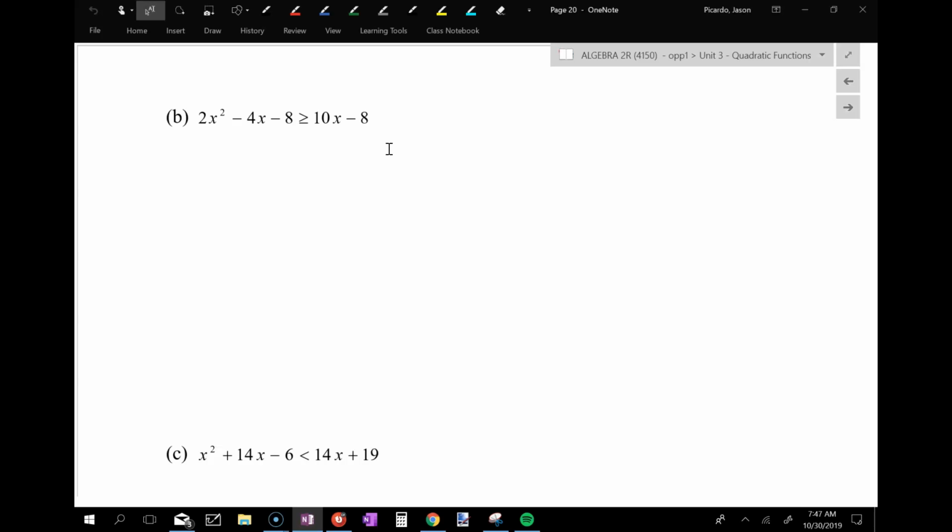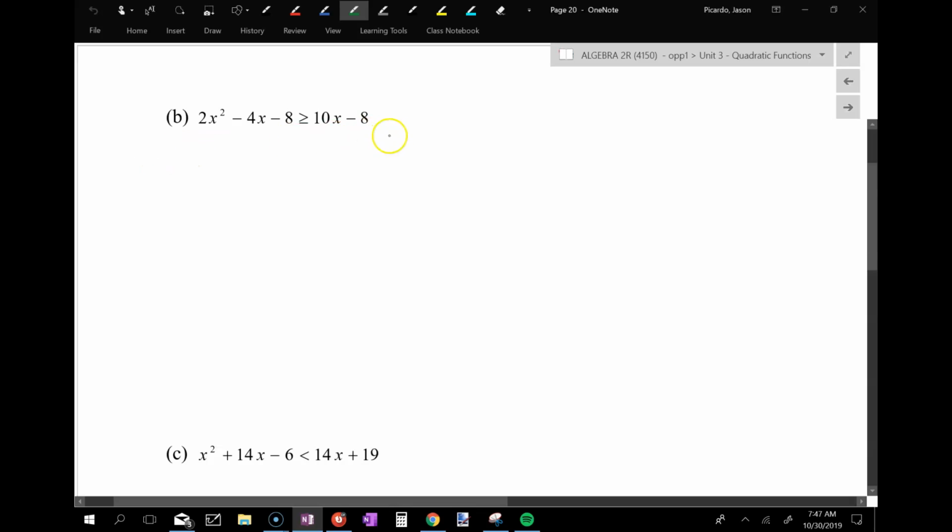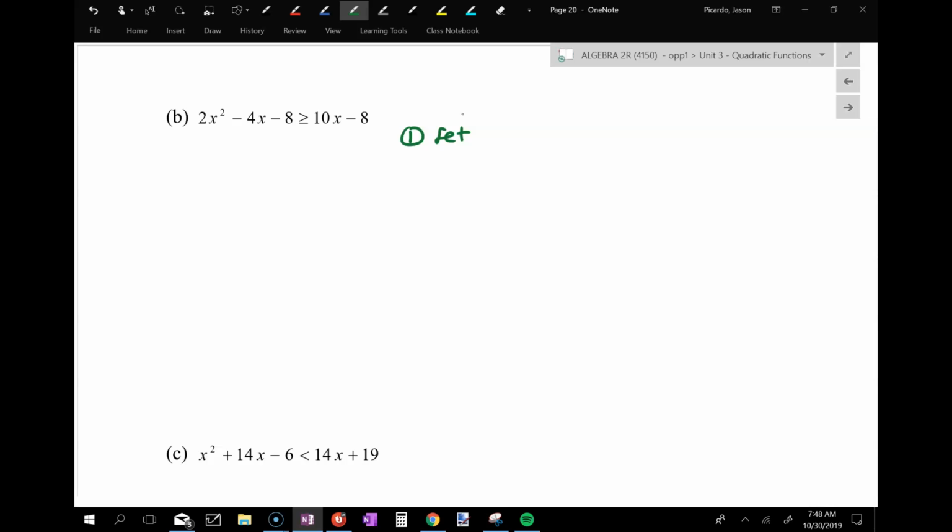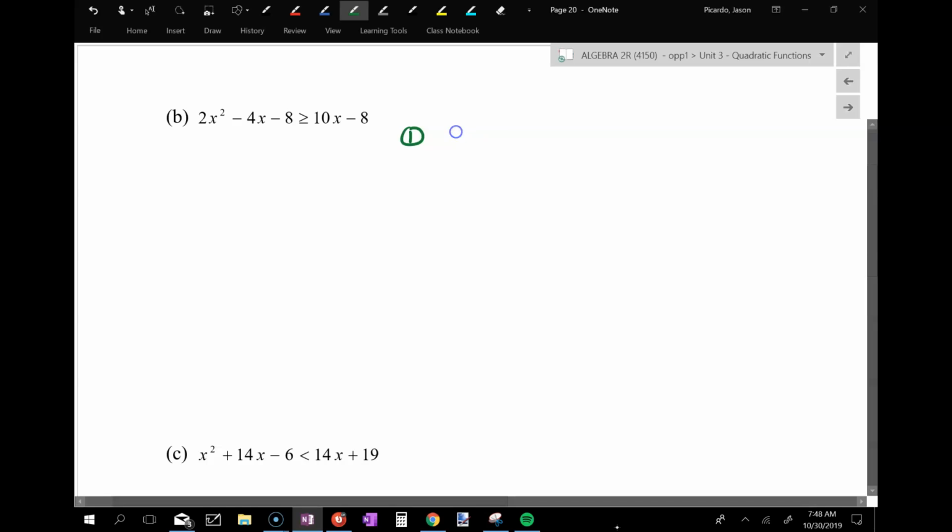So step number one, I got to change my directions a little bit now. Step number one is set. Now, I'm using the wrong word. I said set equal to zero. There's no equal sign in the problem, right? So instead of set equal to zero, what am I going to say instead? Move everything to one side, right? Move all terms to one side.